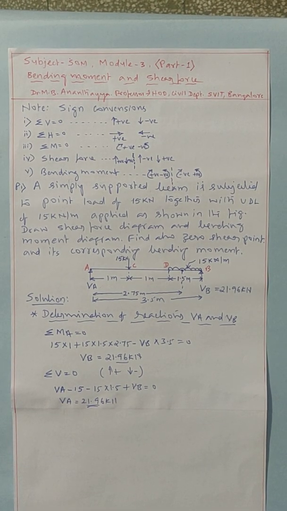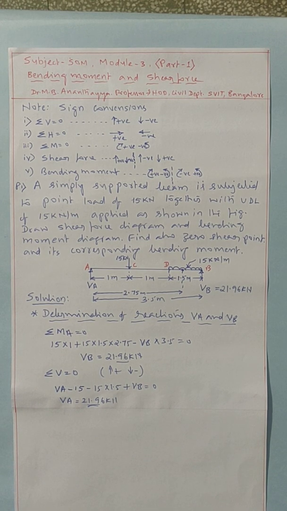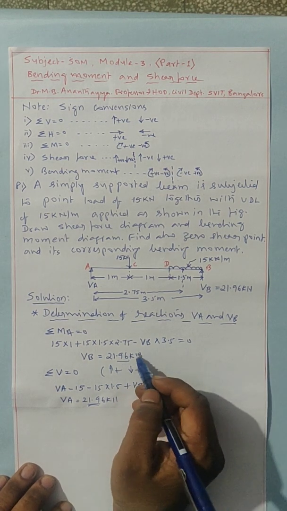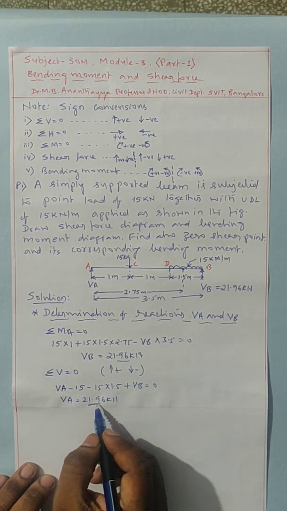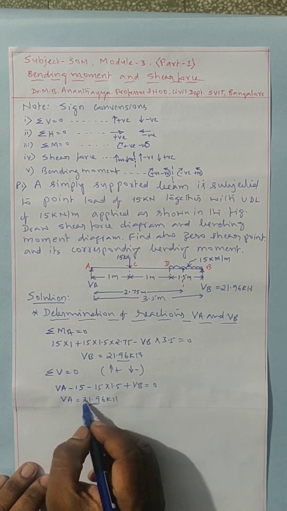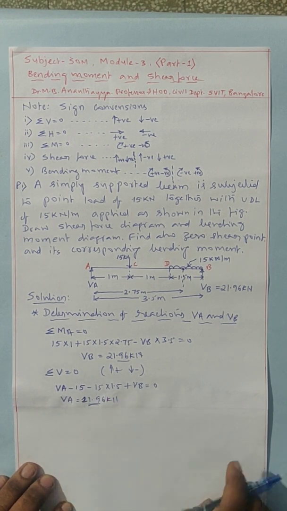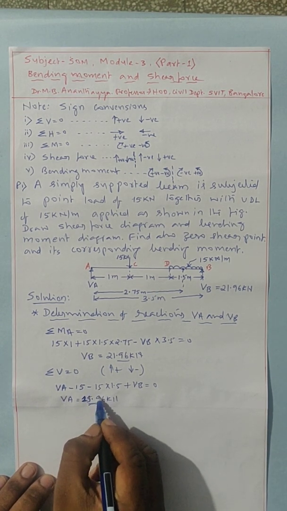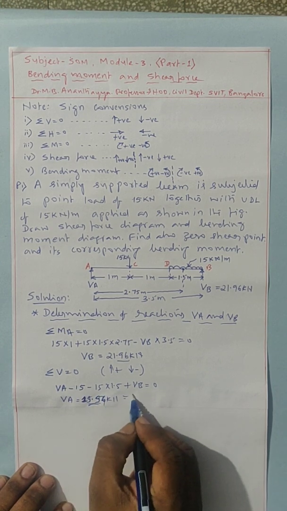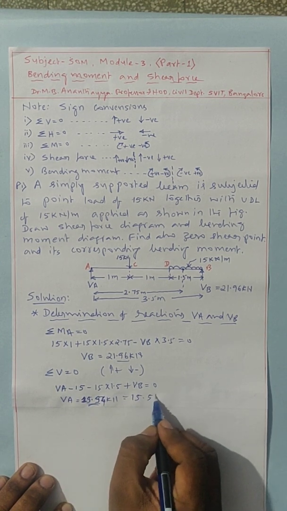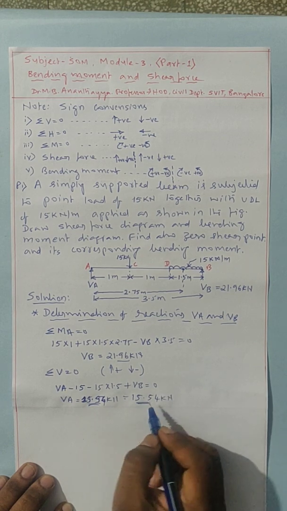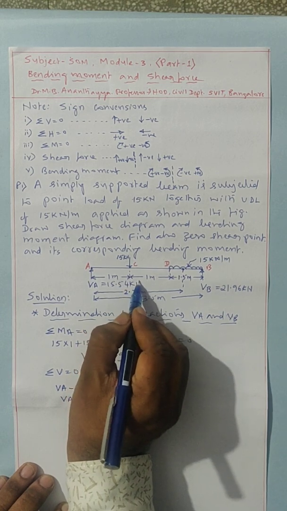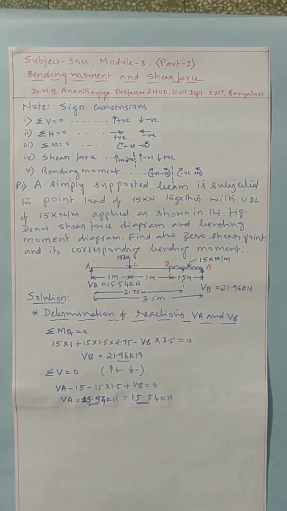Now we have calculated the reactions VA and VB. VB is 21.96. Therefore, this VA comes to 15.54 kilonewton, not 21. It is 15.54 kilonewton. We calculated VA and VB.